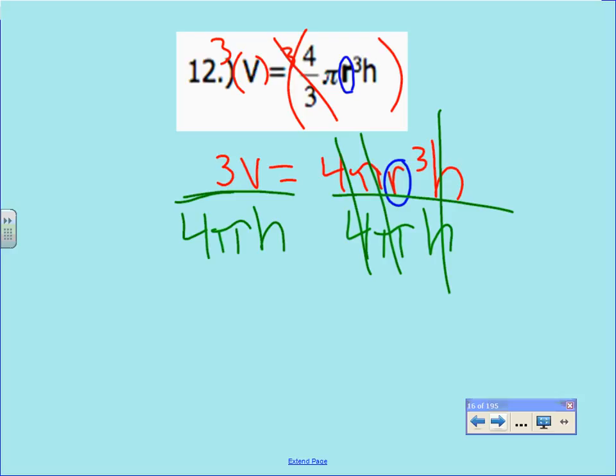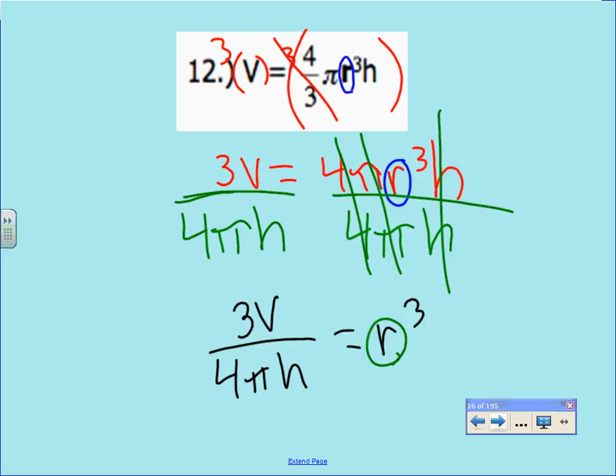Gigi? Okay, hold on one second. So our next step is 3v over 4 pi h equals r cubed. Keep the r circled. Here's what we haven't talked about in a long time. I mentioned this last year, but not sure if you guys remember this. How do we get rid of something that's cubed? Gigi?